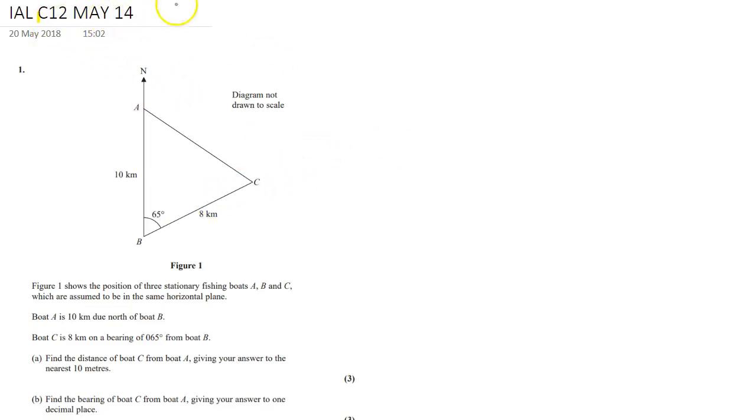Question number 1, C12 May 14. The figure shows the position of three stationary fishing boats A, B and C, which are assumed to be in the same horizontal plane. Boat A is 10 km due north of boat B. Boat C is 8 km on the bearing of 65 from boat B. Find the distance of the boat C from boat A. We have to find AC.